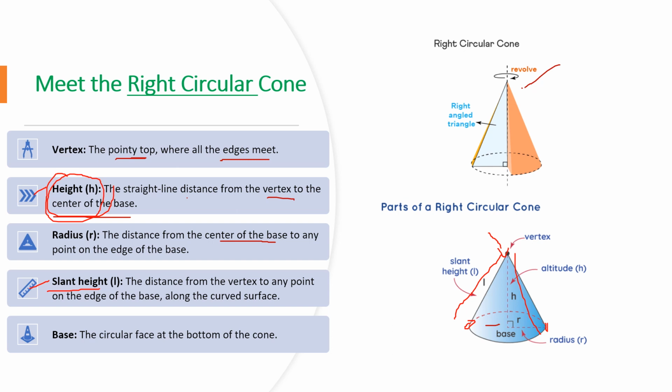Now, the base is a circular face at the bottom of the cone. See, a cone has a circular base, right? That circular face is called the base. Now we explore further. When I say cone, it means right circular cone, unless I mention it is different, or an oblique cone. Okay, right cone.